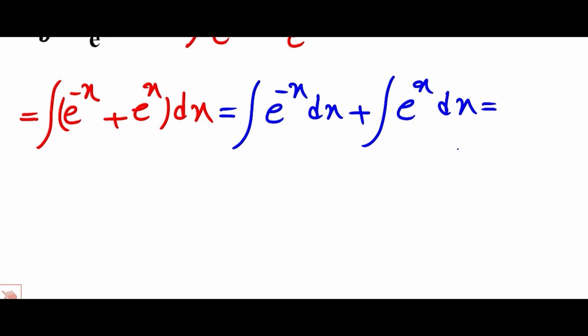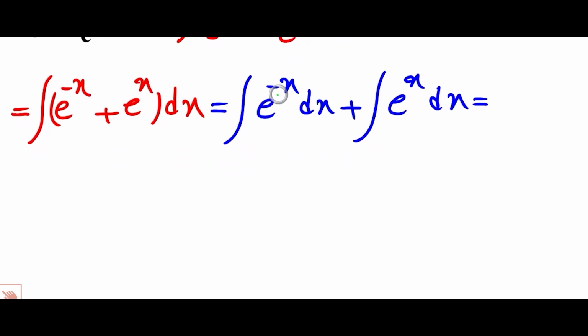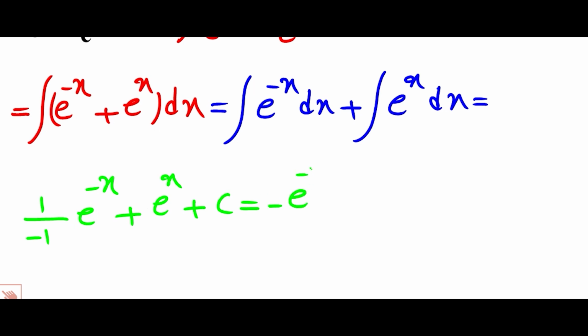equals the integral of e to the negative x equals 1 over negative 1 e to the negative x plus the integral of e to the x equals e to the x plus c, and the final answer equals negative e to the negative x plus e to the x plus c.